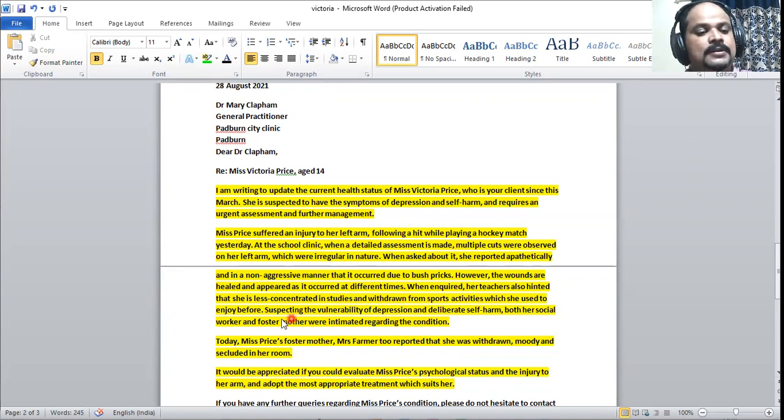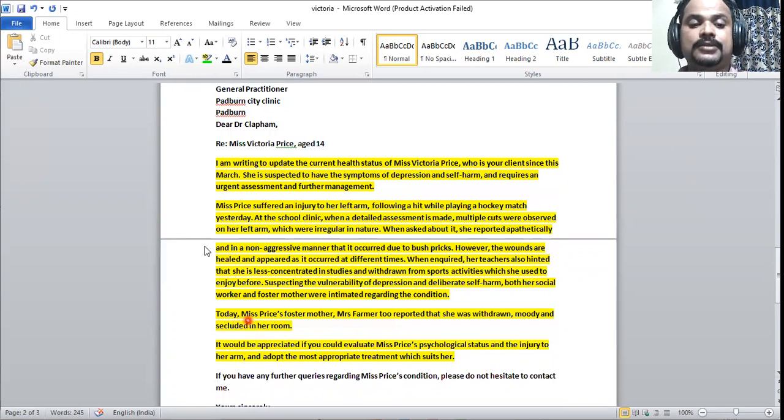We know that this is vulnerable, that it can be depression, it can be deliberate self-harm. So this might become serious, so we inform the social worker and inform the foster mother. So this paragraph is over. The concerns. So we have two concerns, number one and number two. What you did with the concern, you inform the social worker, you inform the foster mother.